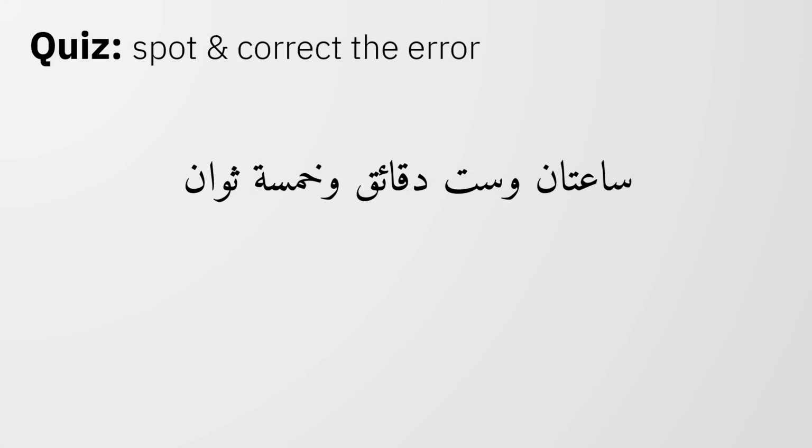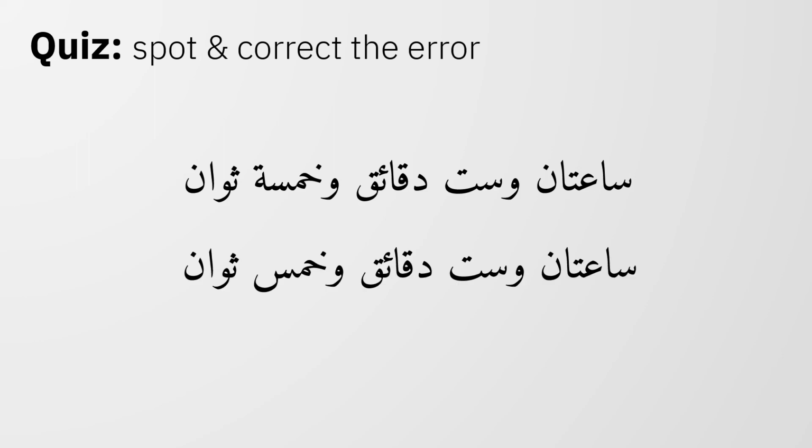Quiz time. Spot and correct the error. ساعتان و6 دقائق و5 ثوان. And the correct answer is ساعتان وست دقائق وخمس ثوان, because ثوان is feminine.